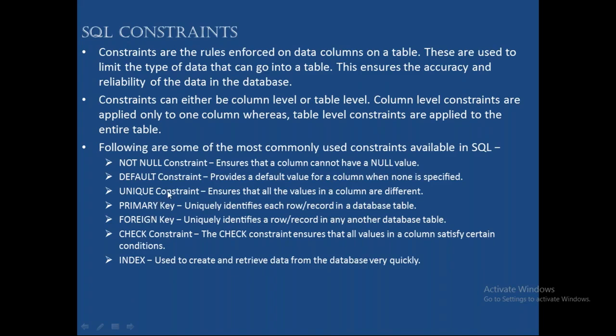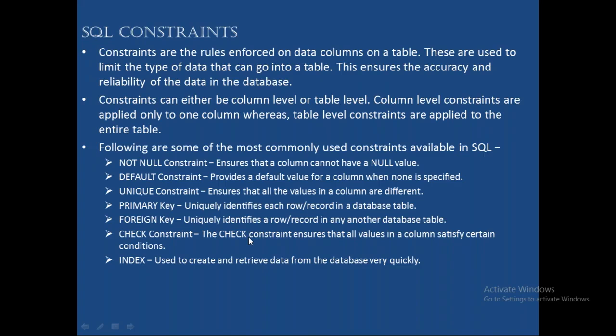Next, the UNIQUE constraint ensures that all the values in a column are different. What does it mean? For example, take the course ID. Data Factory's course ID is 1, Databricks is course ID 2, and AWS course ID is 3. Why do I need to maintain this? If you maintain this, it will be easy for you to fetch the records, and you will not have any duplicate records. You are avoiding duplicate records.